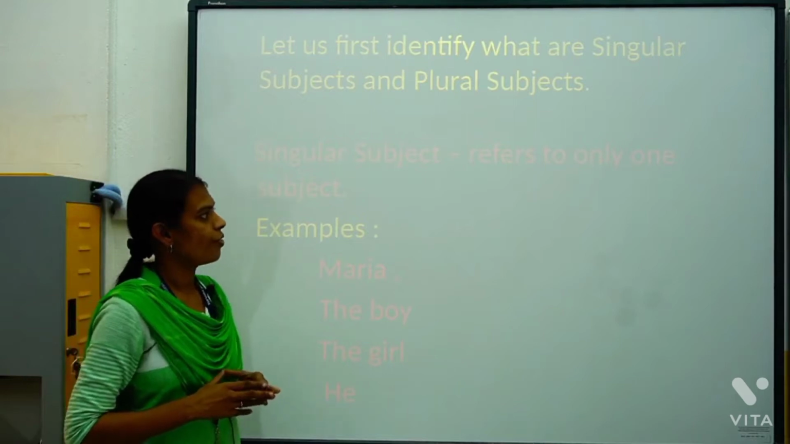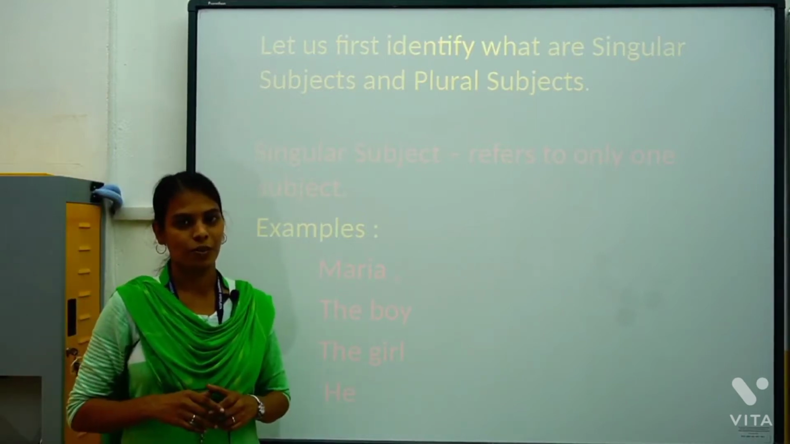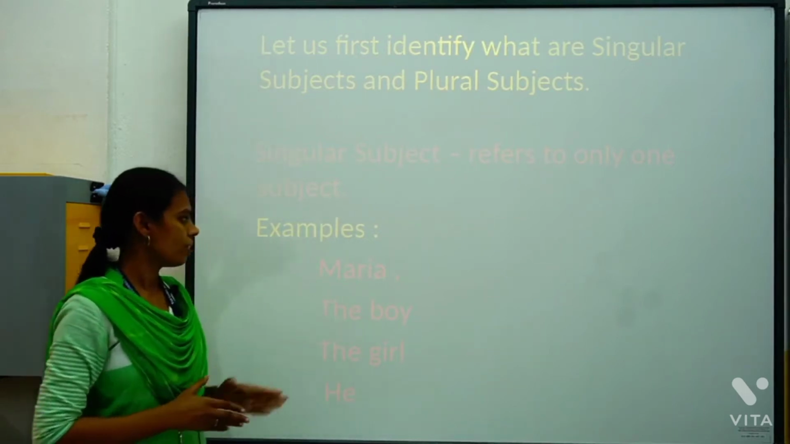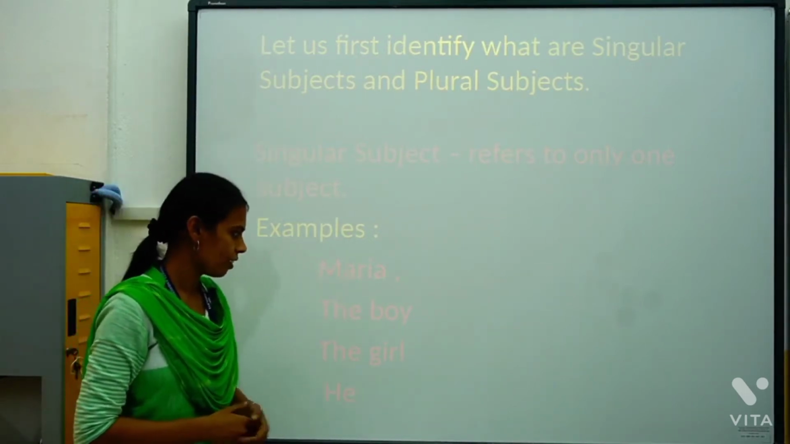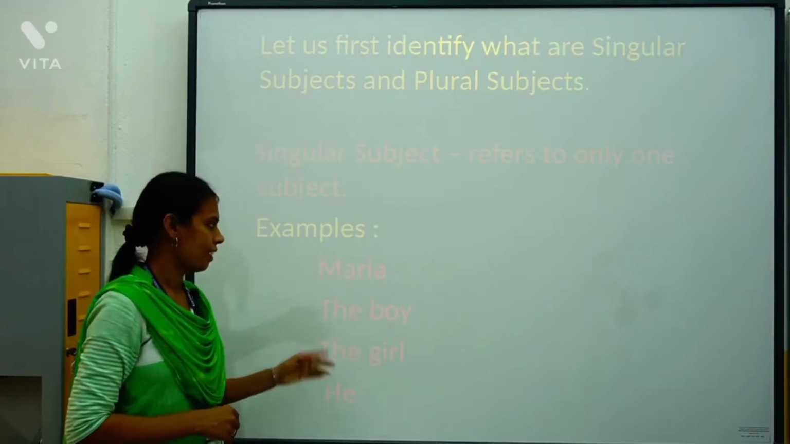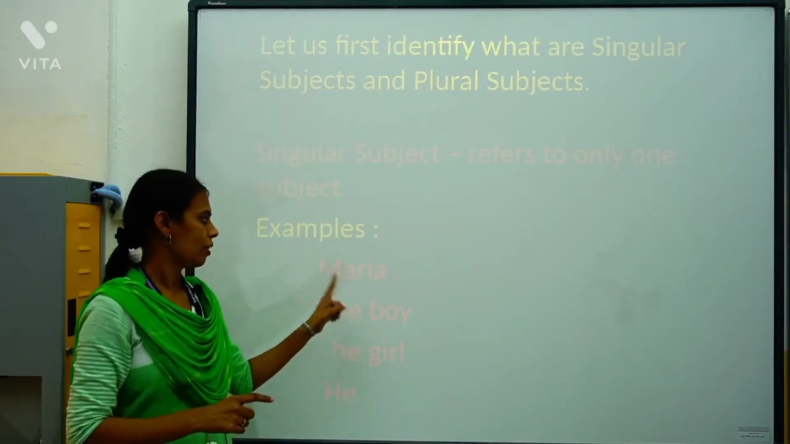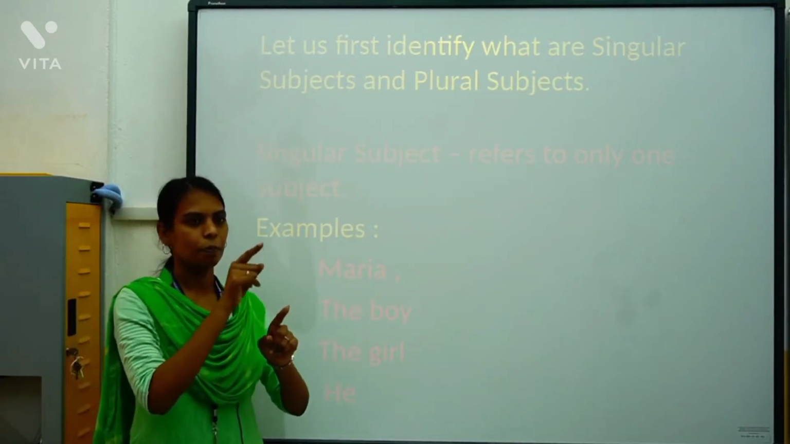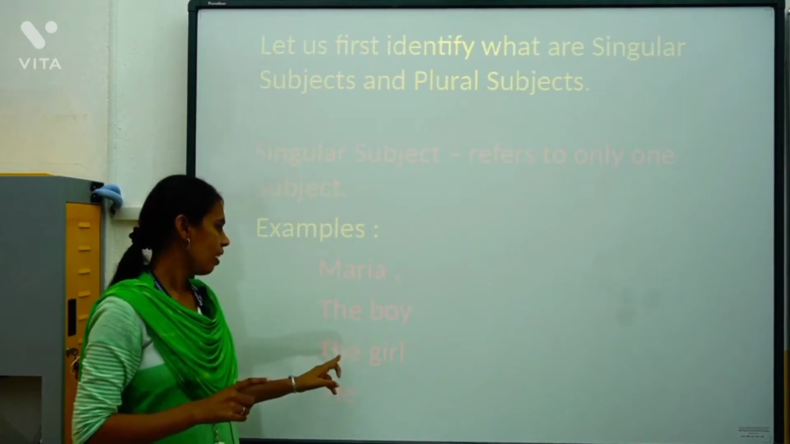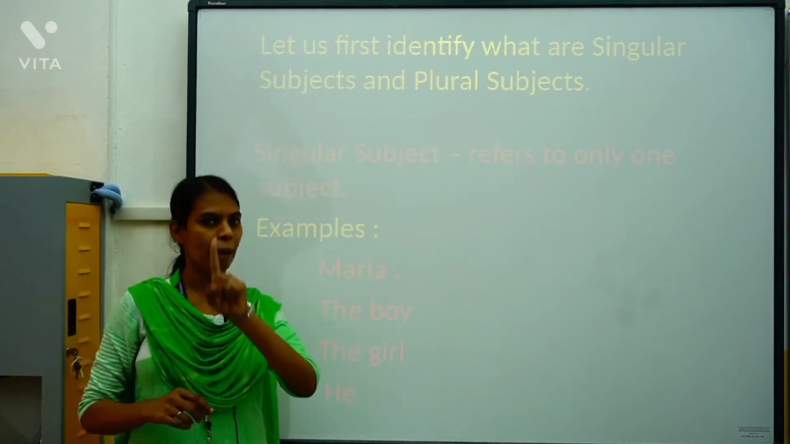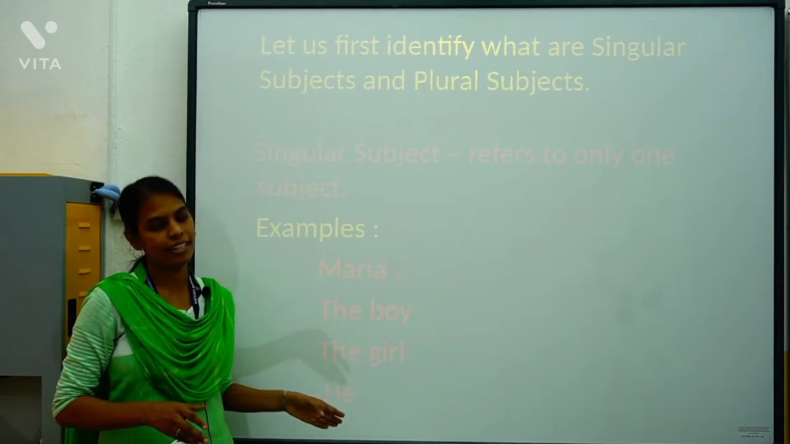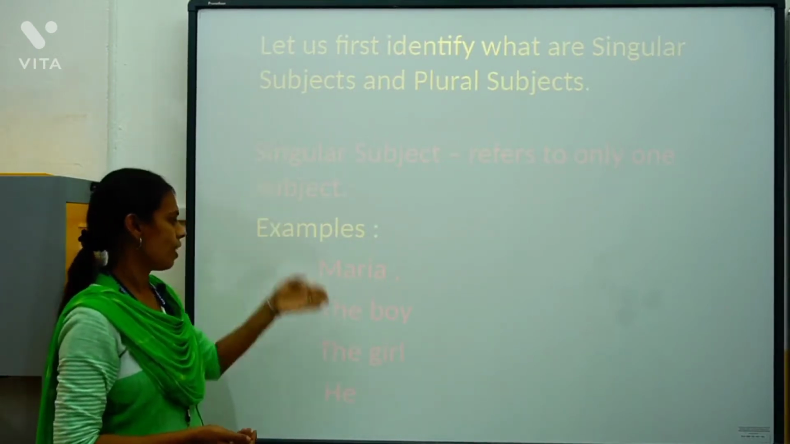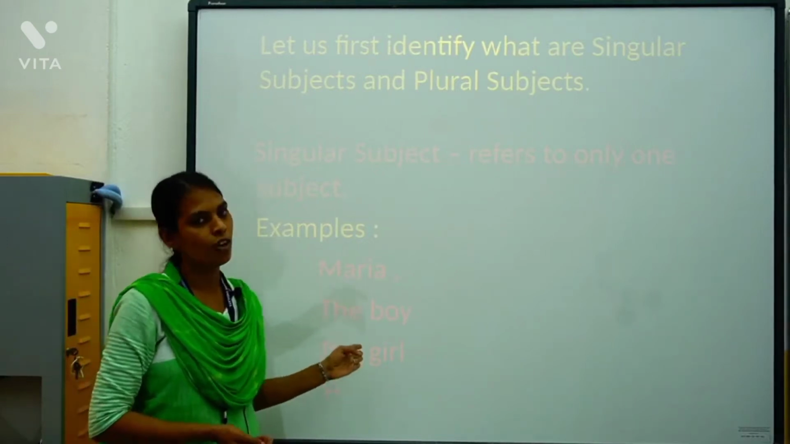A singular subject refers to only one subject. For example, I have given the names Maria, the boy, the girl and he. They are single persons, right? Maria is a single person, and with the boy, we are just pointing out a particular boy. With the girl, we are telling about a particular girl. Then he, we are pointing out he and she. So these are examples of singular subjects.